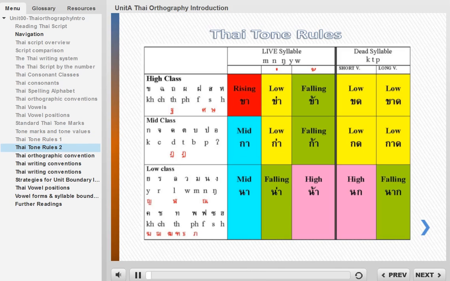Let's now take a look at the complete regular Thai tone rules, summarized as a tone chart. The special tone marks are not included in this chart. Click each box to listen to the pronunciation of the sample word and view the properties for each box.